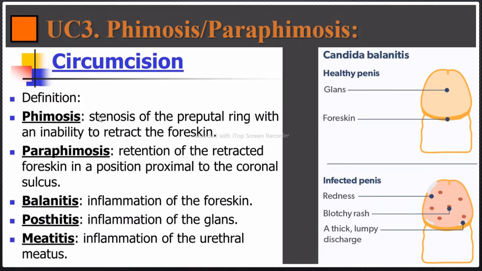So be familiar with these definitions. Phimosis means stenosis of the preputial ring with inability to retract the foreskin. So if you cannot retract the foreskin, it's phimosis. Retention of the retracted foreskin in a position proximal to the coronal sulcus is paraphimosis. Balanitis, as we said, is inflammation of the foreskin, while inflammation of the glans is balanitis of the glans, and inflammation of the urethral meatus is meatitis.